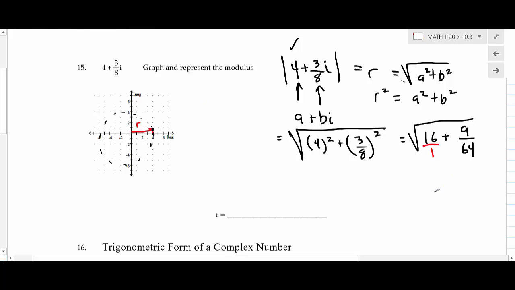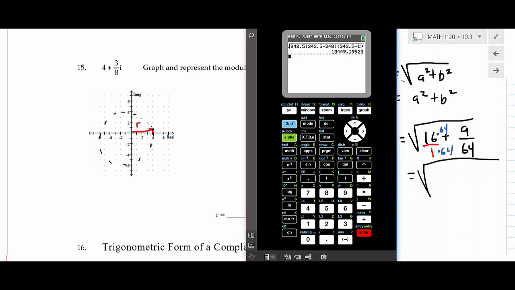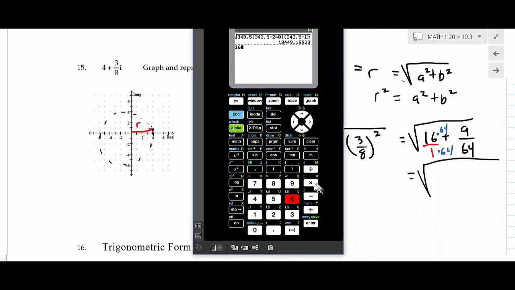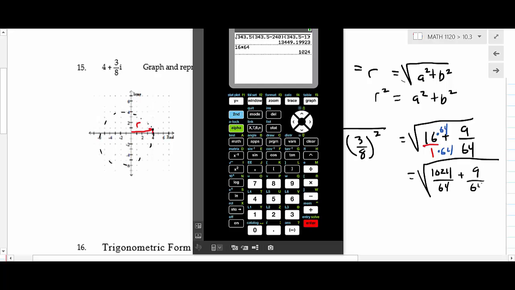We may have to use our calculator to help us a little bit with that, but what would be the common denominator, obviously? 64, right. So that means we have to multiply this by 64 over 64. And you get a pretty big number. I'll have to check that on my calculator. So we'll do 16 times 64, and that's going to give me 1,024. Okay, so I have 1,024 over 64 plus 9 over 64 like that.